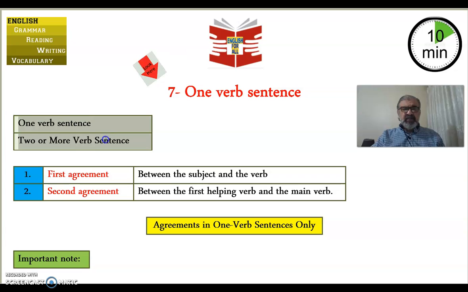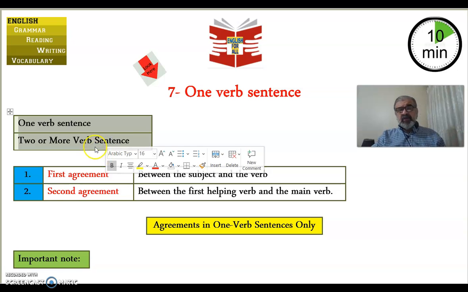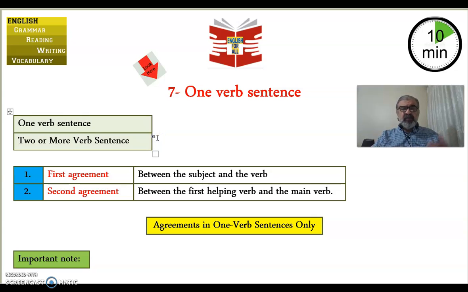Either sentences that contain one verb only, or sentences that contain two or more verbs. And actually, we still have another type, which is going to be included in a different tutorial, which is sentences that could contain three or even more. But in this case, we're going to deal only with sentences that contain only one verb. So sentences either come as one verb sentences or two or more verb sentences.